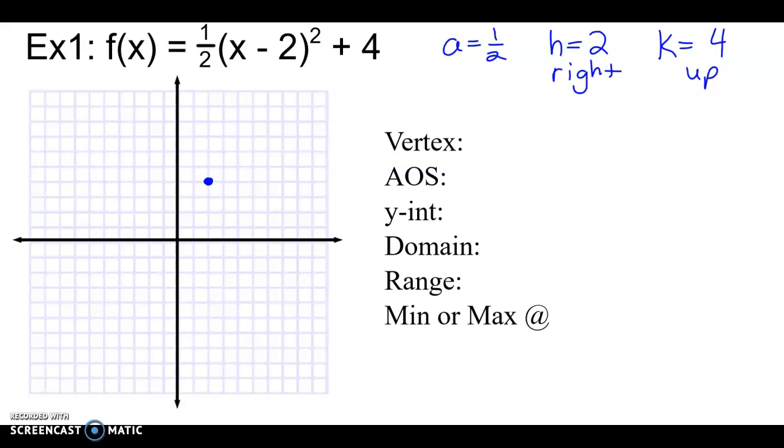What does my A value tell me? Is it going to be stretched or compressed? If you forgot, don't just guess. Look at the notes right above there. It tells you. It's compressed. It's going to be a little bit flatter or wider than a normal parabola. So all of that still works. Our vertex, I know I didn't put this on your notes, but you can write it down if you want. So vertex is 2, 4. We've already determined that.